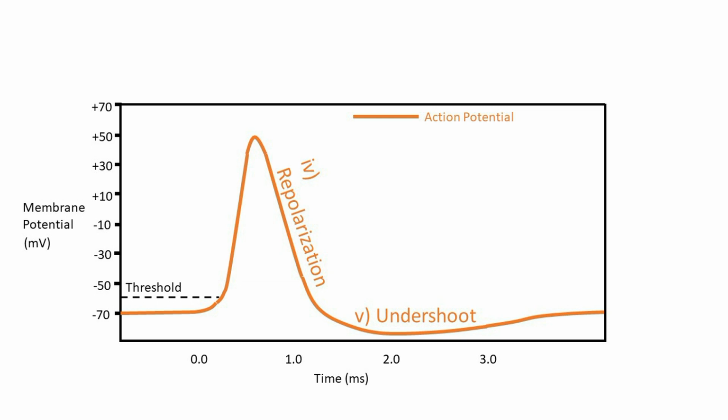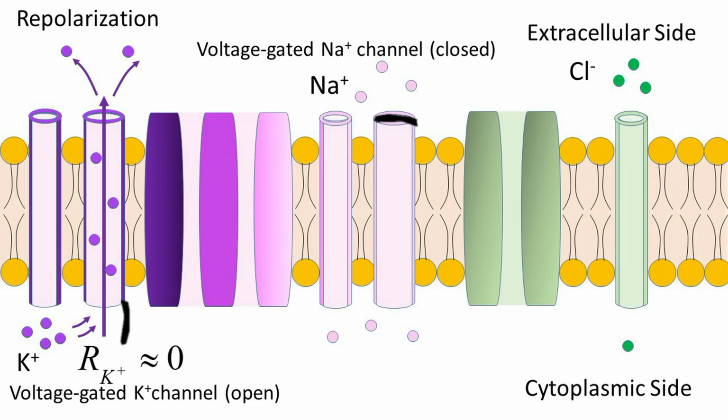Repolarization is a rapid reduction of the action potential to negative values. Repolarization results from a closing of sodium voltage-gated channels and a corresponding opening of potassium voltage-gated channels. Then the potassium ions pass freely through the membrane and out of the cell, leaving the interior of the cell very negative.